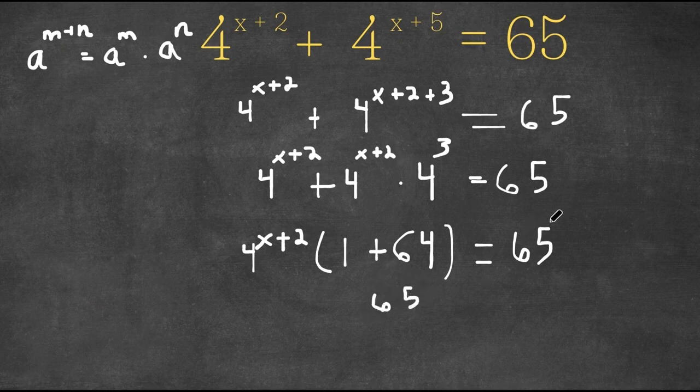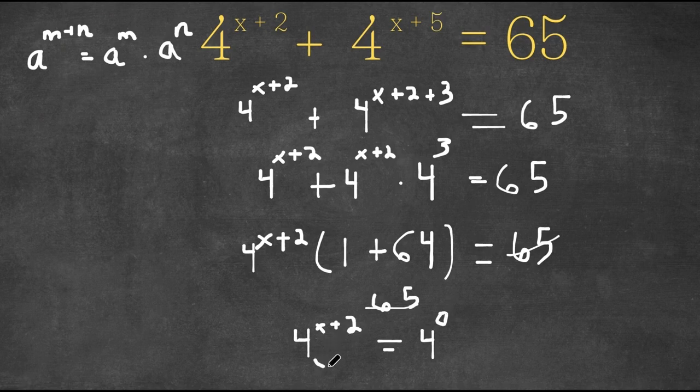So now if we divide by 65 on both sides, these two cancel out, and we would simply get 4^(x+2) is equal to 65 divided by 65 is 1. Now, if you guys know, 4^0 equals 1, because anything to the power of 0 equals 1. So I'm actually going to replace the 1 with 4^0.